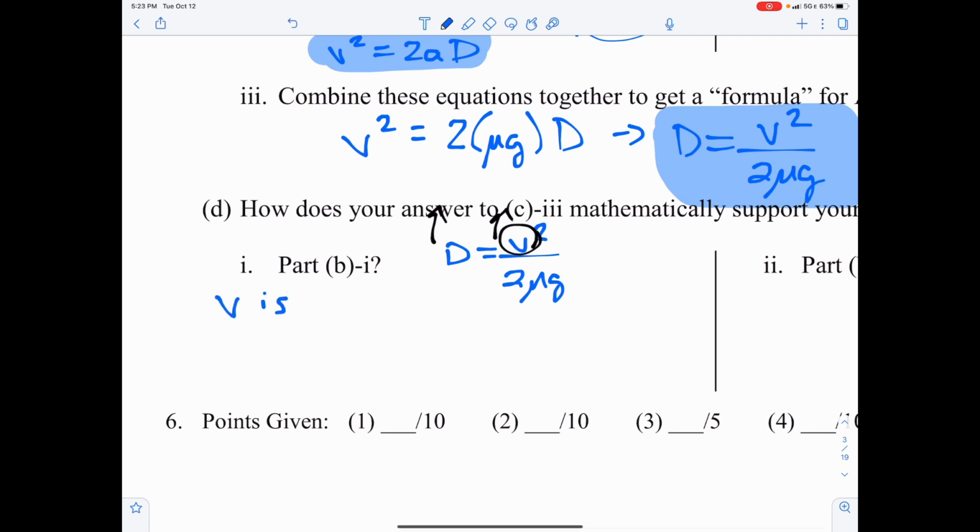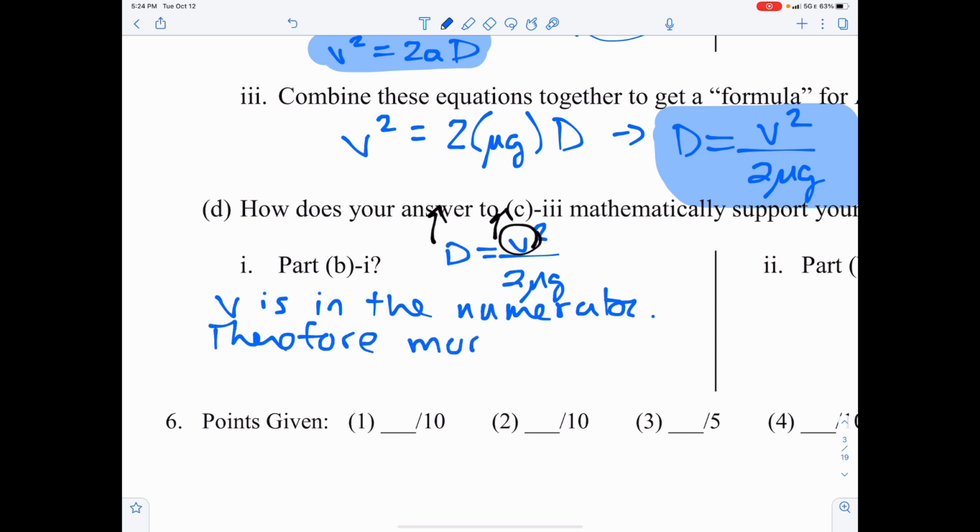This is how we can say it in words. V is in the numerator. Therefore, more V means more D, more distance.